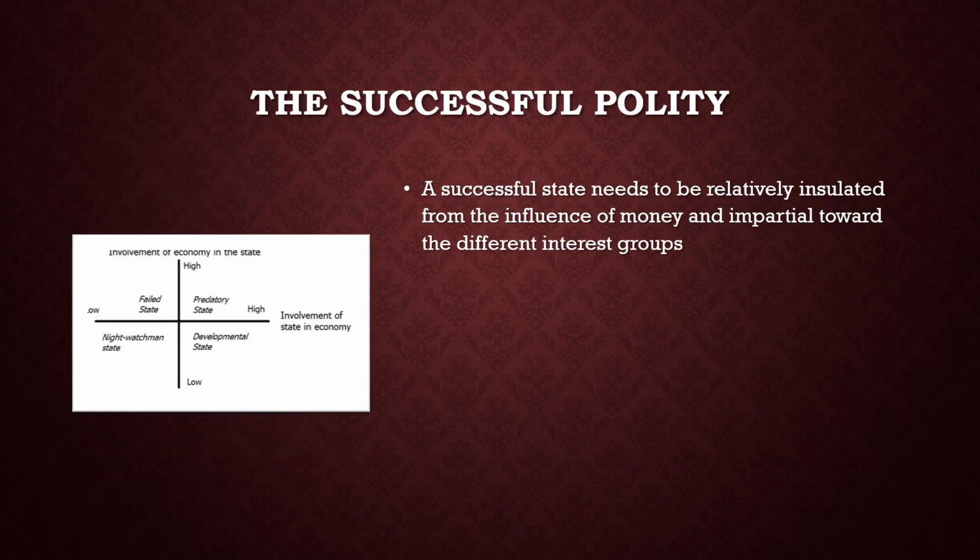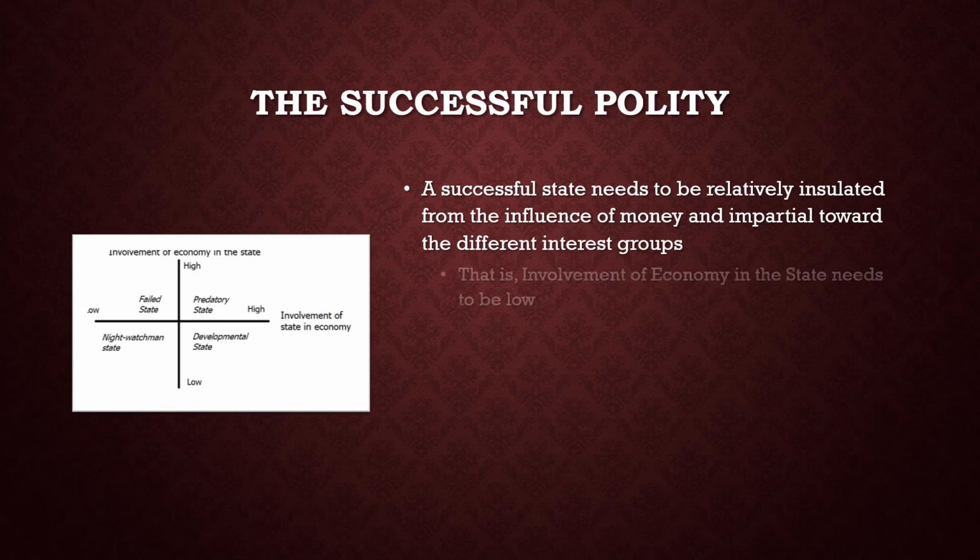Now that we have this model, we can use it to define what is a successful economic system in the polity. And so he's saying that you cannot have a successful state if the economic interests are using the power of the state for their own benefit. So that would be a predatory state or a failed state.